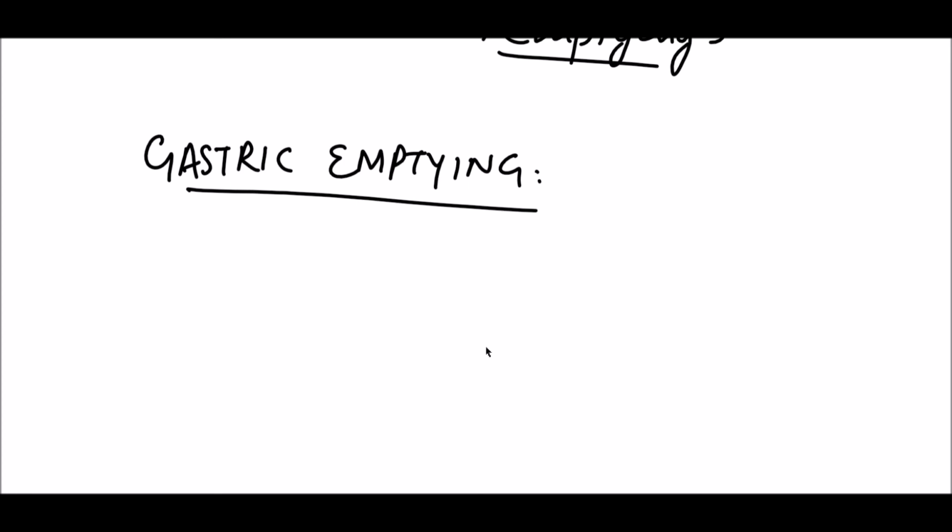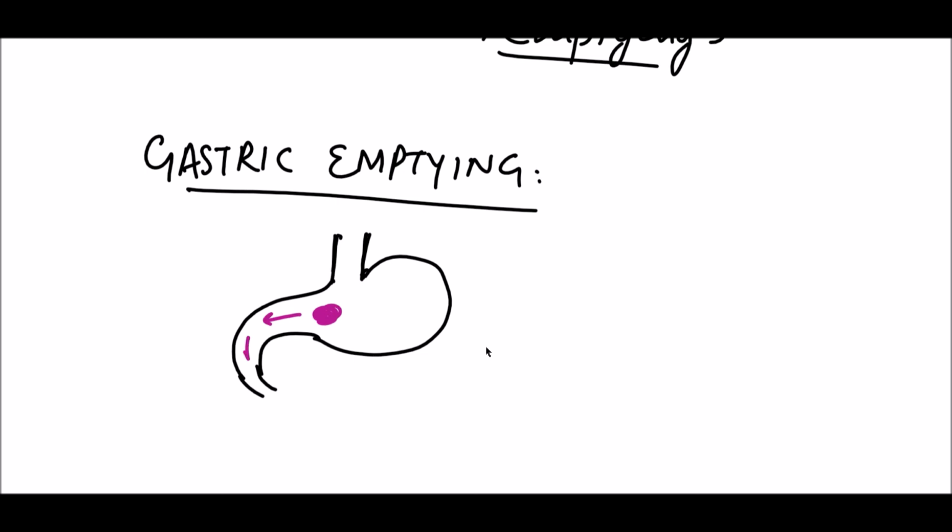As we all can understand, gastric emptying simply means the movement of the stomach which results in passage of food from the stomach into the duodenum. Again, if this is the stomach and this is the duodenum, so movement of food from the stomach into the duodenum, which is part of the small intestine, is called gastric emptying.